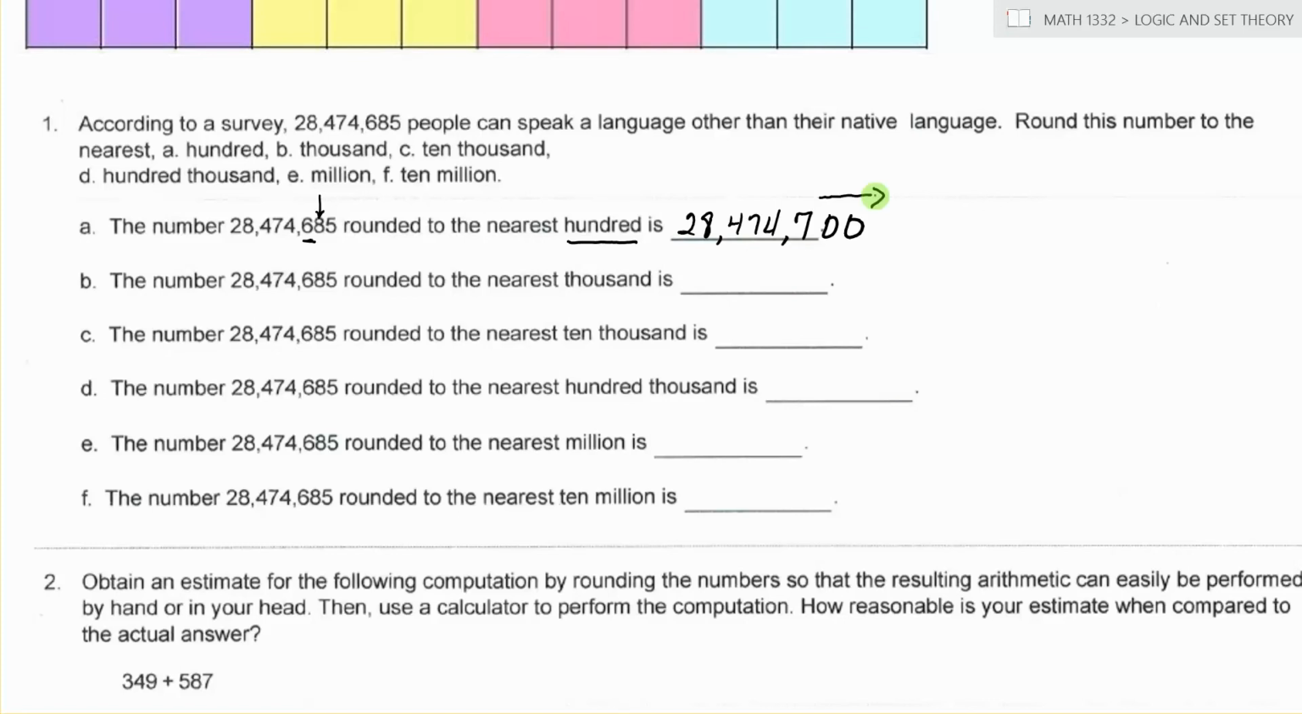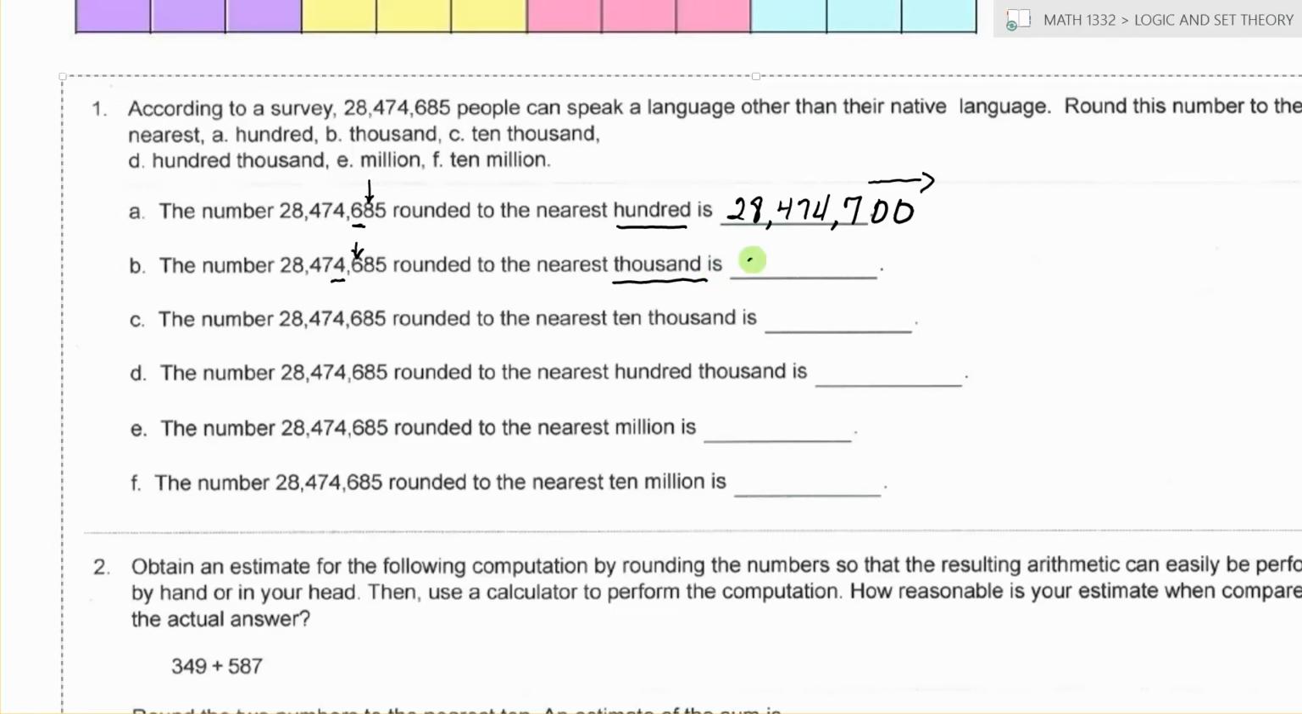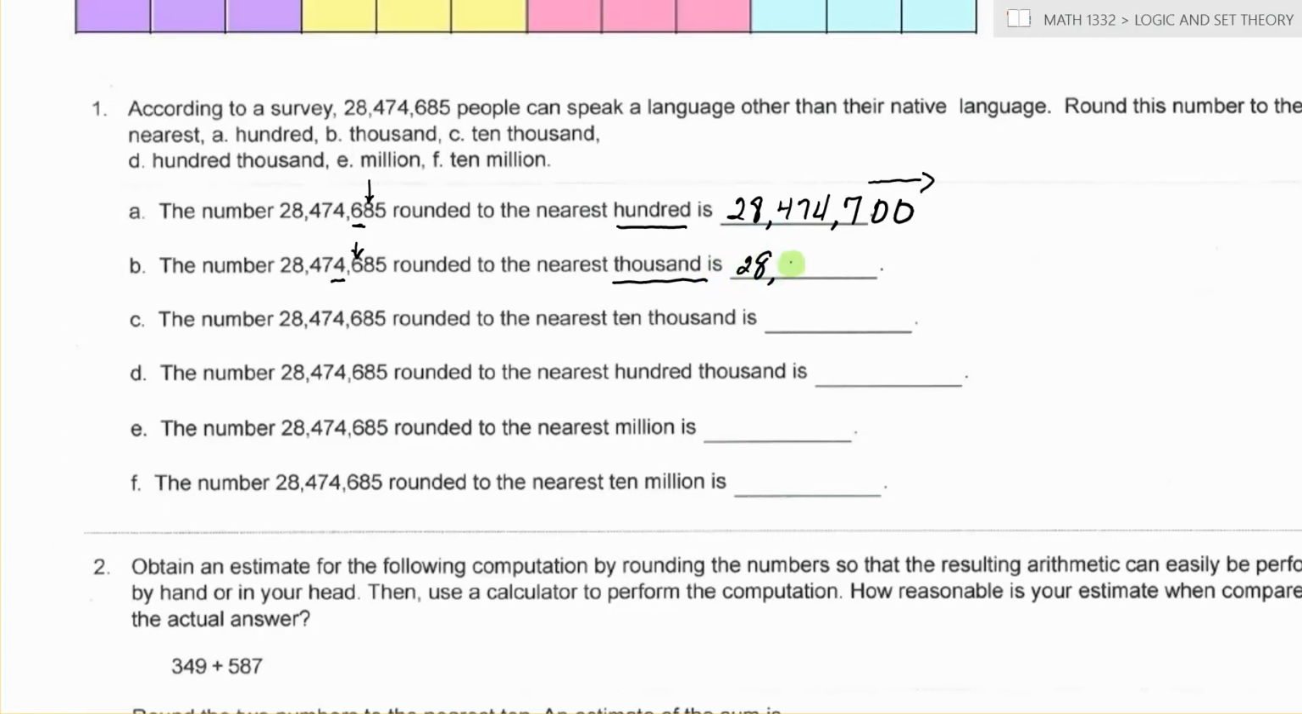I'll be more careful. We have the same number, but we're rounding to the nearest 1,000, and the 4 is in the thousands place, so I look at the 6. Because the 6 is 5 or bigger, it's going to have me round the 4 here in the thousands place up to 5. So again, it is 28,475,000 and finish with zeros.